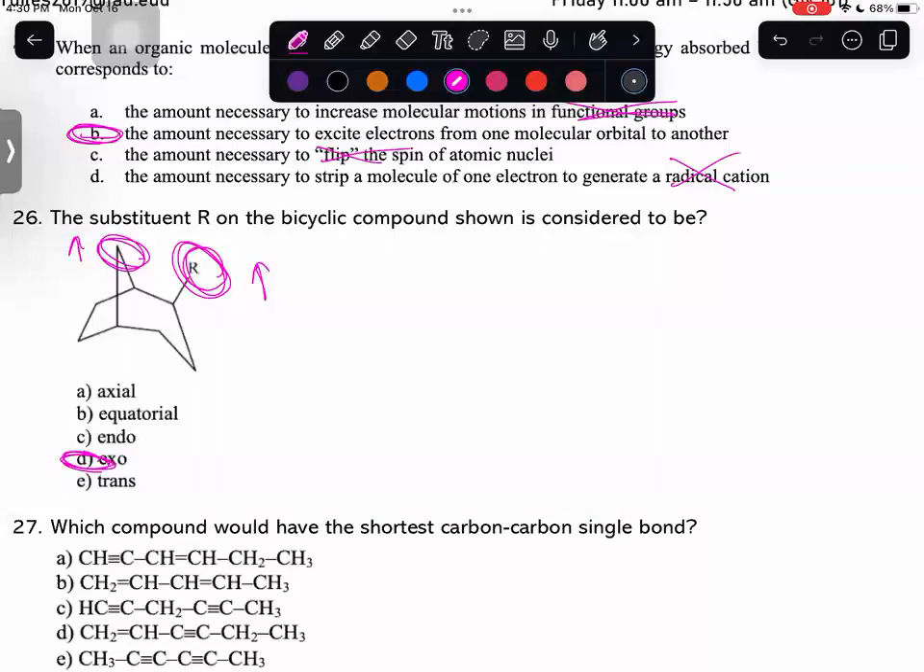This makes more sense for Roche students, okay? The boat conformation makes sense for Roche students. This is the hard part of having two different professors. Emily.